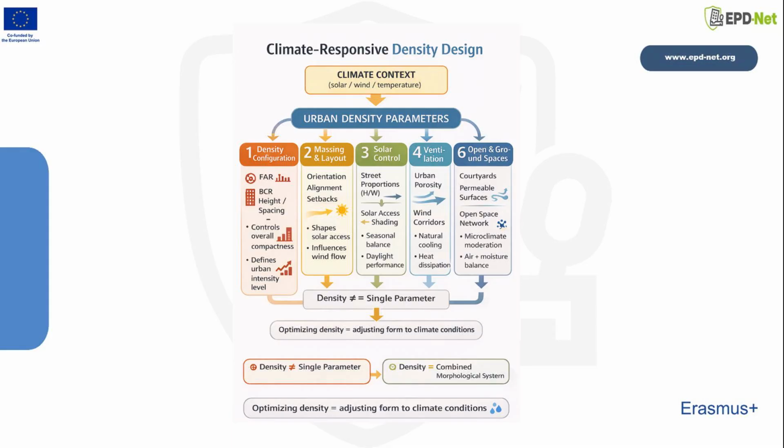Rather than introducing new concepts, it organizes the previous content into a structured framework. It shows how climate context, including solar radiation, wind, and temperature, interacts with key urban density parameters such as configuration, massing, solar control, ventilation, thermal regulation, and open spaces.